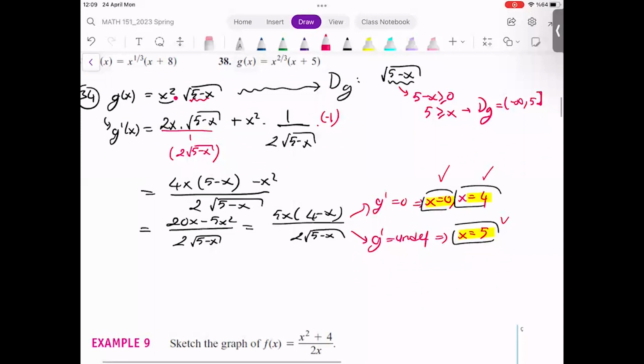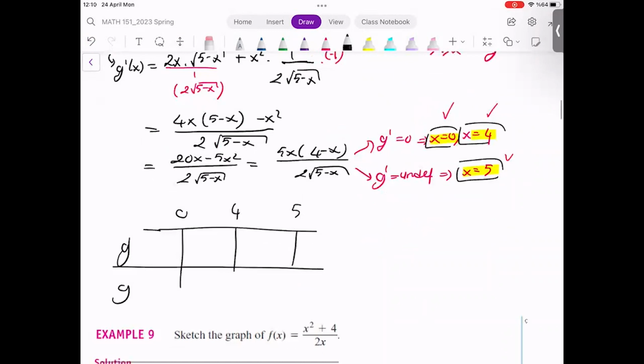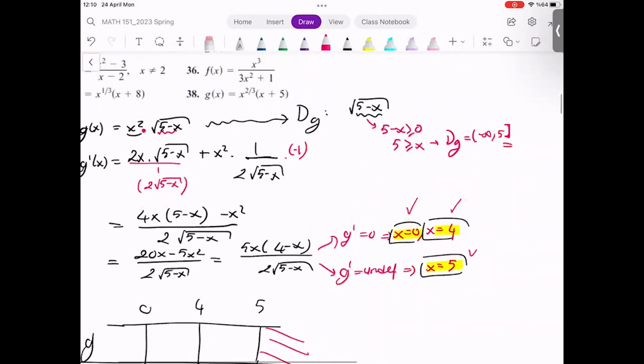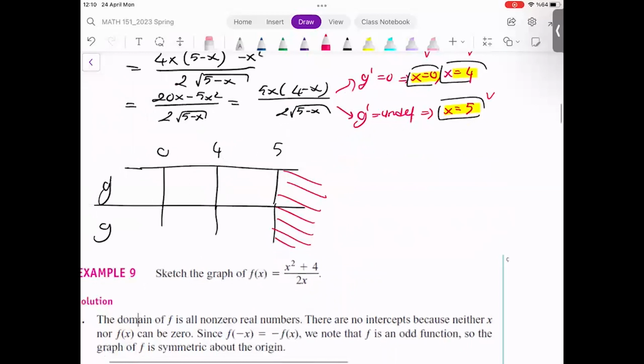Okay, now we have the critical points. We are ready to construct the sign table, right? Insert all your critical points into your table: 0, 4, 5, in increasing order, of course. First derivative, second derivative, the original function. By the way, after 5, we don't care what happens because look at the domain. The domain ends with 5. So after 5 is not included in the domain, so we don't analyze the part after 5.